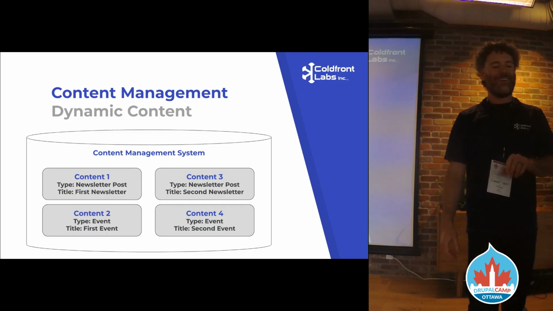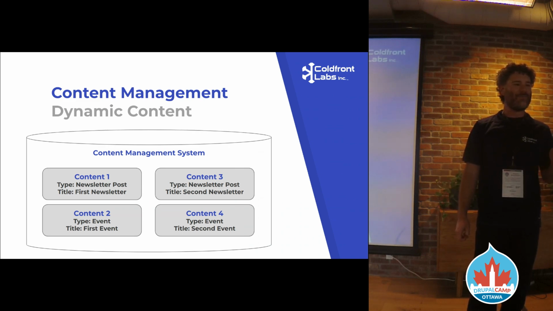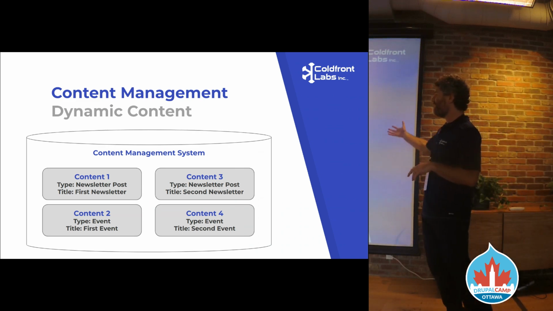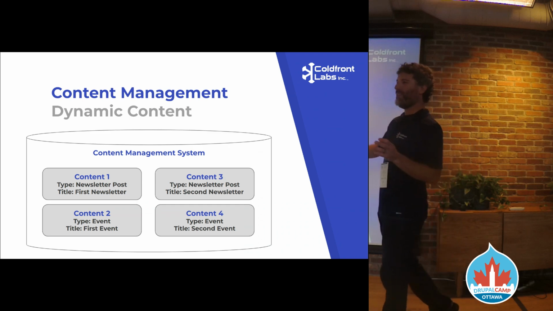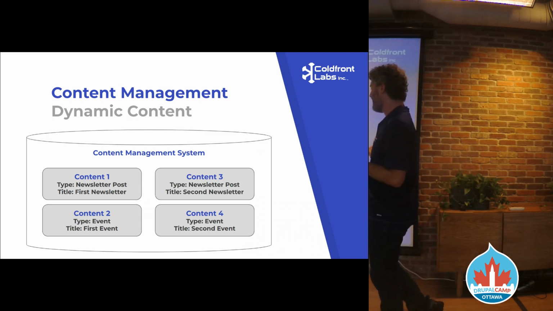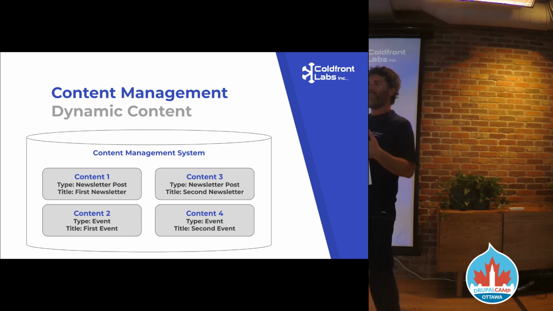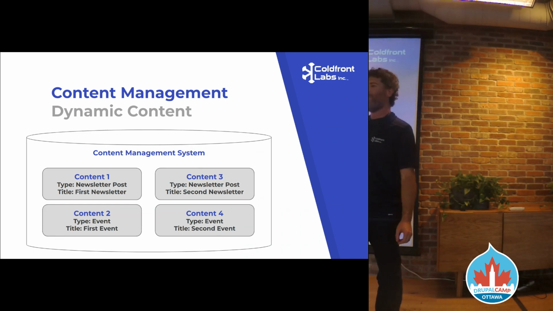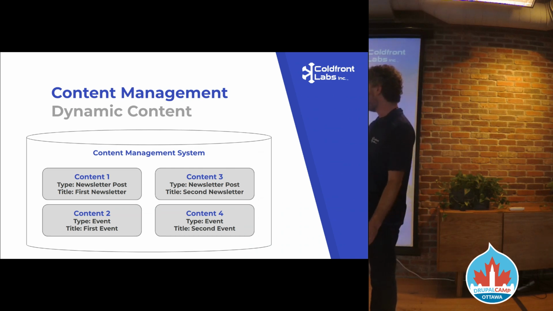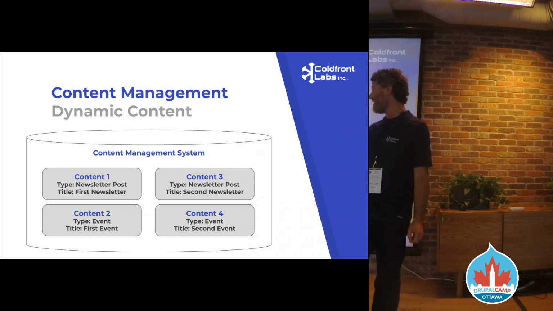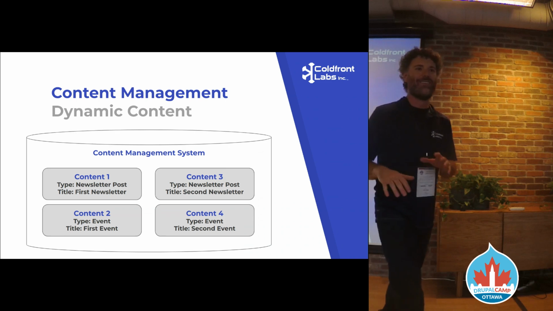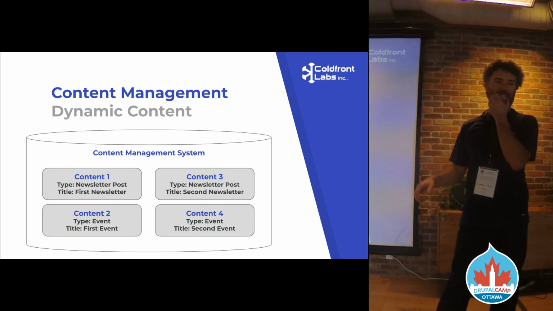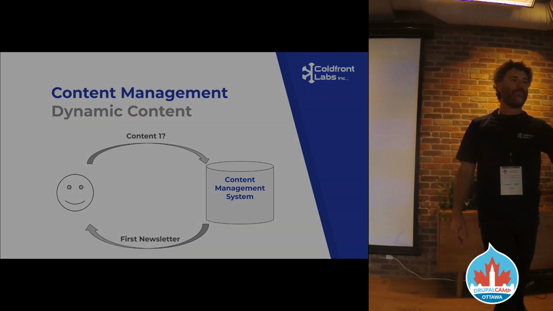So let's zoom in on our content management system that we've designed. Here's a content management system, and we've got 4 different pieces of content, categorized as different kinds of content. Content 1 and 3 are newsletters, and content 2 and 4 are events. So we have first newsletter, second newsletter, and then first event, second event. And these are all just pieces of content in our content management system.